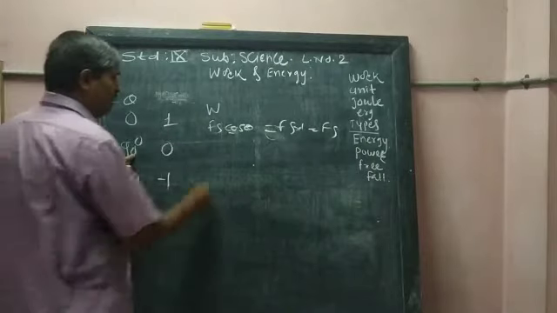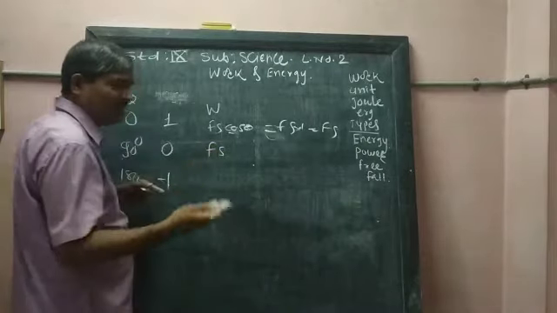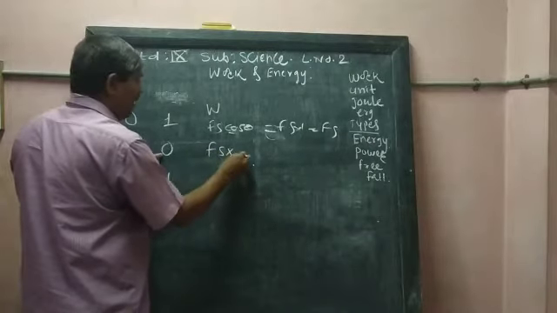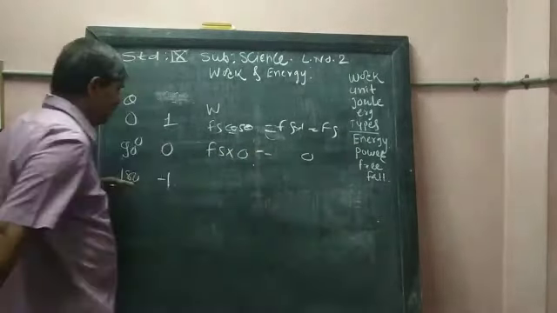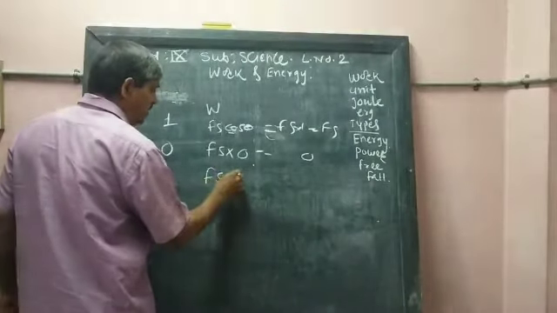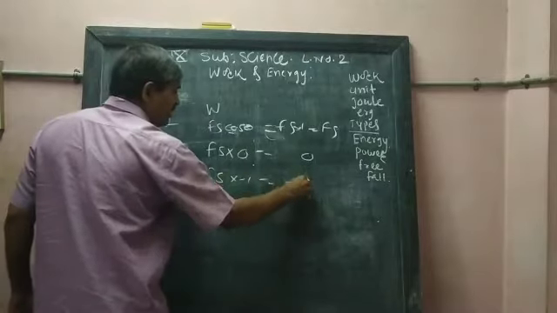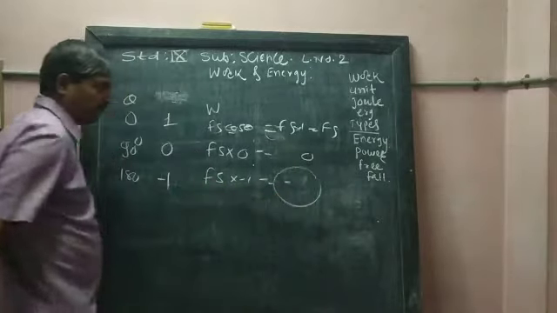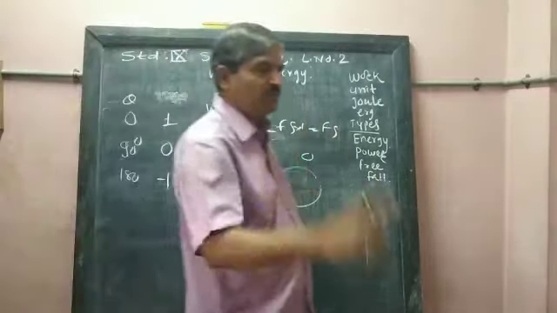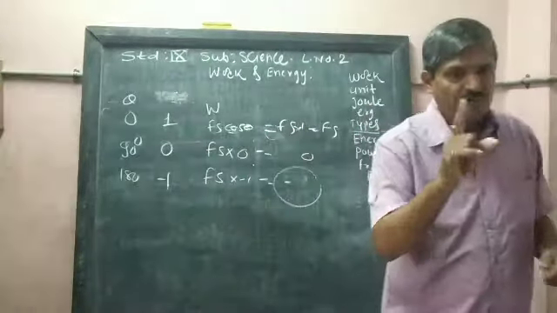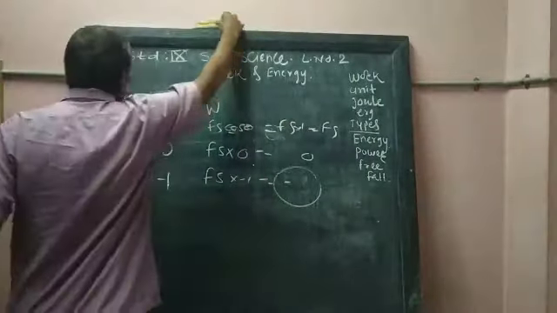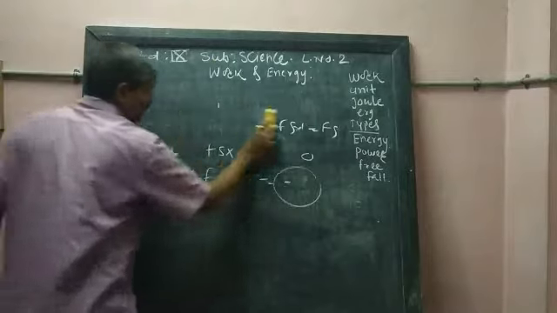If there is a 0 degree angle, we can use the value of force and displacement, and if the angle is 90 degrees, then its answer will be 0. And in case of 180 degrees, that is Fs into cos 180, which is minus 1, so its answer can come negative. Then from this we can find out the types of work. What are the types of work? Do you know?